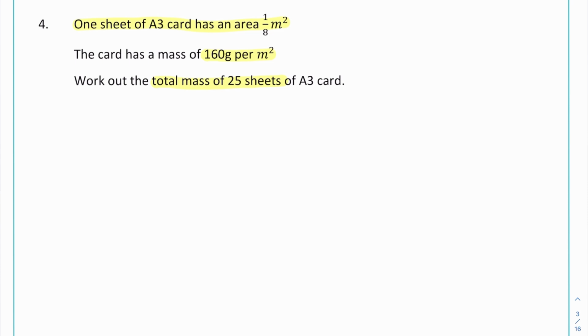So one piece of card has that area of 1/8 metre squared, and it's 160 grams per metre squared. So if we find 1/8 of 160 grams, that will tell us the weight of one piece of card. You can find that by dividing 160 by 8. That's not the worst calculation to do.